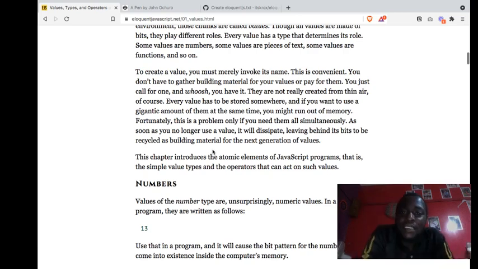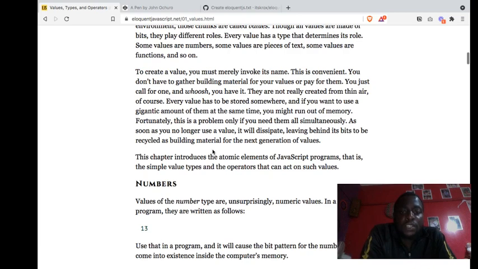They are not really created from thin air, of course. Every value has to be stored somewhere, and if you want to use a gigantic amount of them at the same time, you might run out of memory. Fortunately, this is a problem only if you need them all simultaneously. As soon as you no longer use a value, it will dissipate, leaving behind its bits to be recycled as building materials for the next generation of values. Wow, okay.